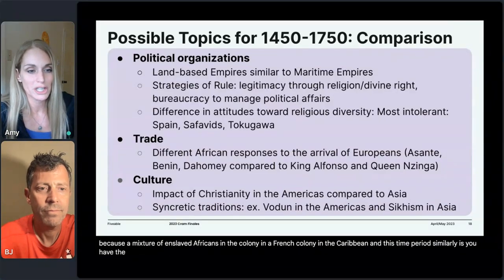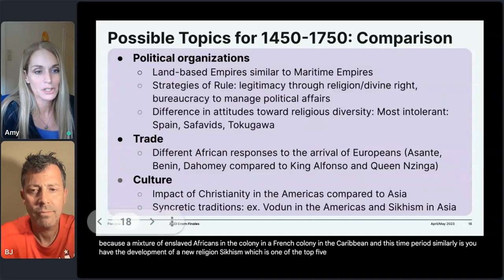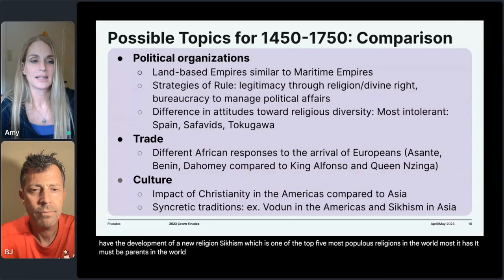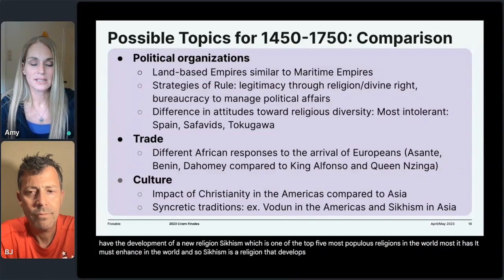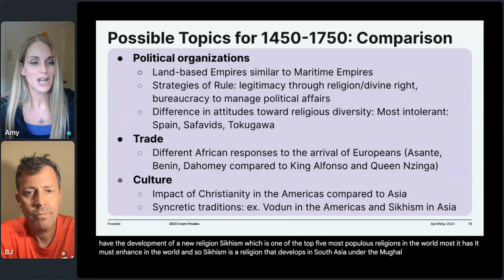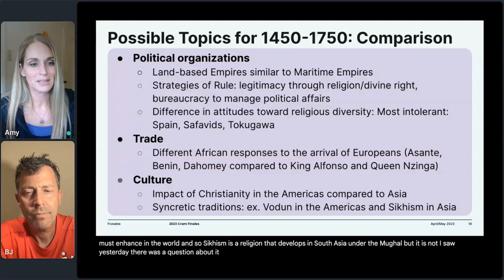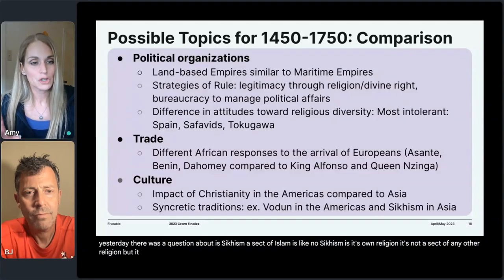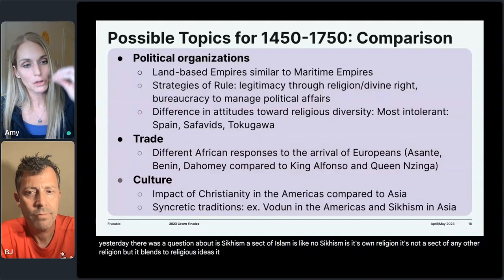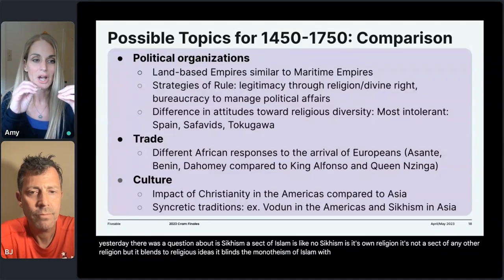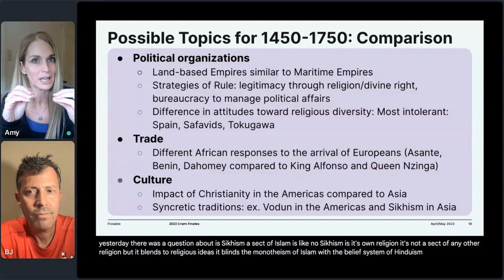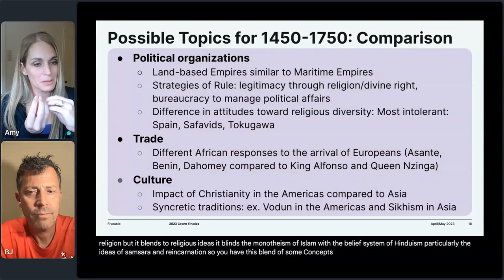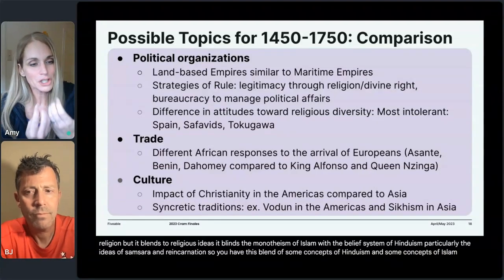Similarly, you have the development of a new religion, Sikhism, which is one of the top 5 most populous religions in the world. I think it is like the 5th most adherents in the world. Sikhism is a religion that develops in South Asia under the Mughals. I saw yesterday there was a question about whether Sikhism is a sect of Islam. It's like, no, Sikhism is its own religion. It's not a sect of any other religion, but it blends 2 religious ideas. It blends the monotheism of Islam with the belief system of Hinduism, particularly the ideas of samsara and reincarnation. So you have this blend of some concepts of Hinduism and some concepts of Islam into a new religion.